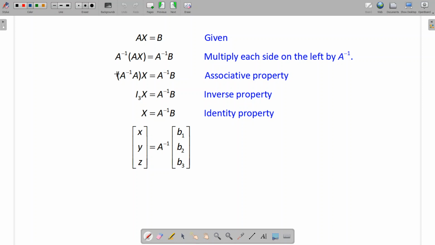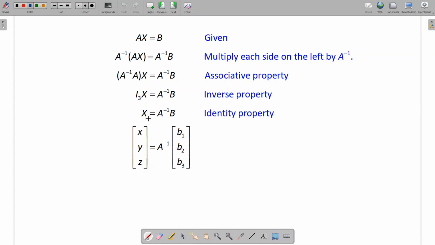Using the associative property, we can group these two together first. And then if we form the product of A inverse times A, that is just the identity matrix. It's what it means to be inverse. So you just get the identity here. But the identity times any matrix is just itself. So the left-hand side just turns out to be just matrix X. And the right-hand side is what we had before, A inverse times B.